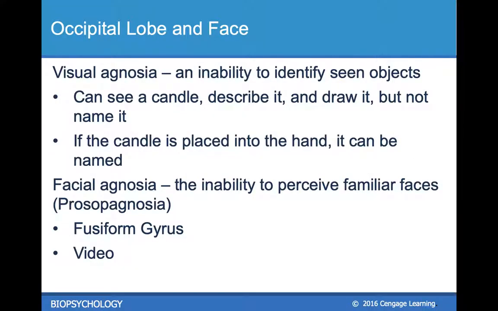And so there are some really interesting things that can occur with our occipital lobe. Some people have what's called visual agnosia. Agnosia is any inability to use your visual processing system. So visual agnosia is the inability to identify objects that are seen in their environment.